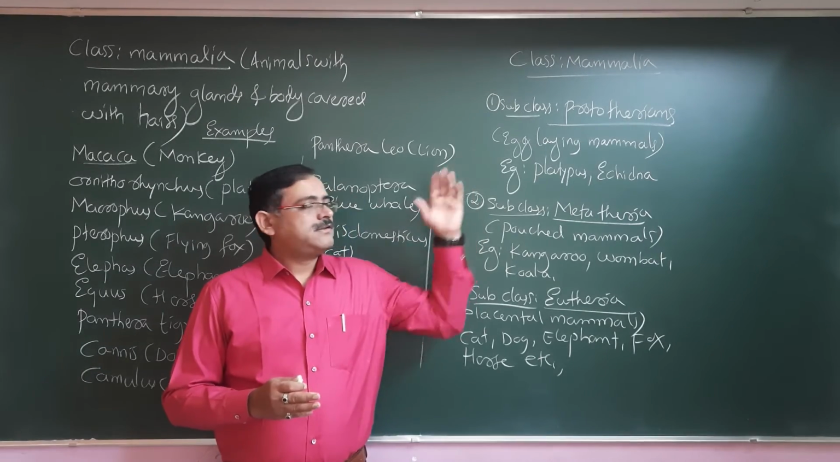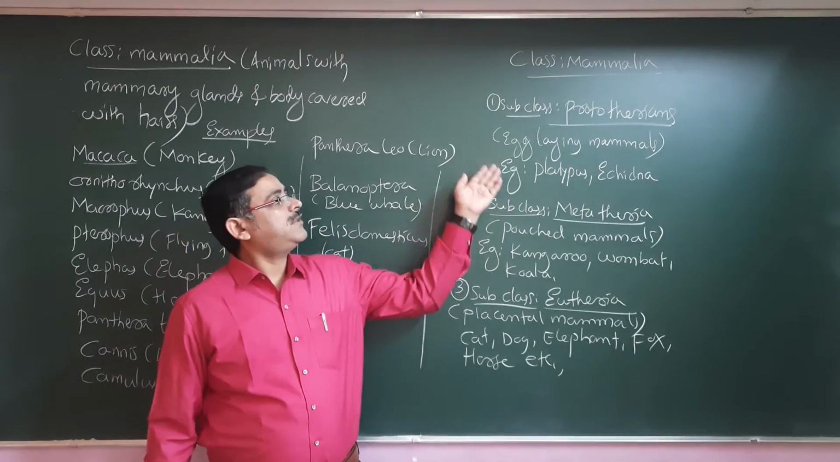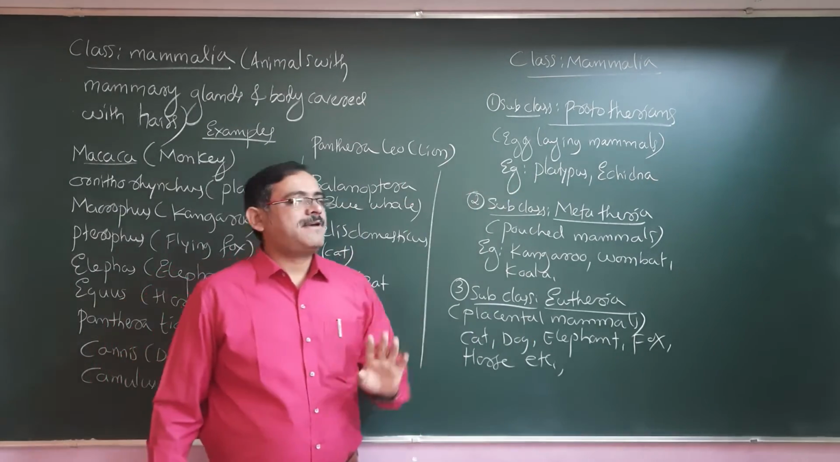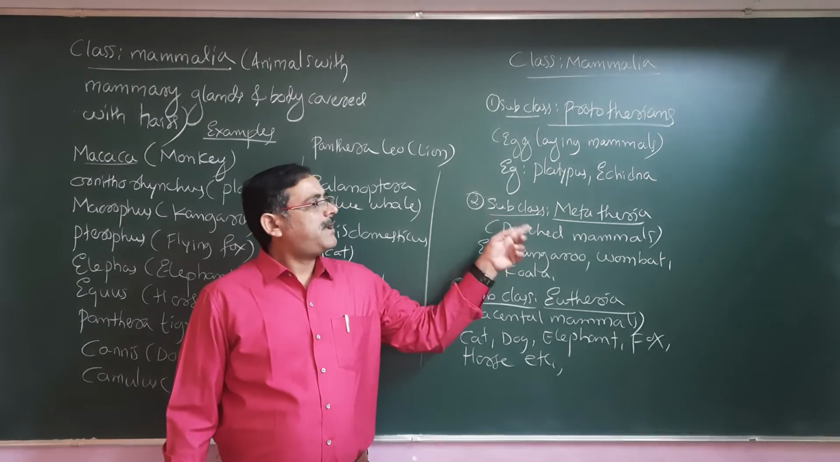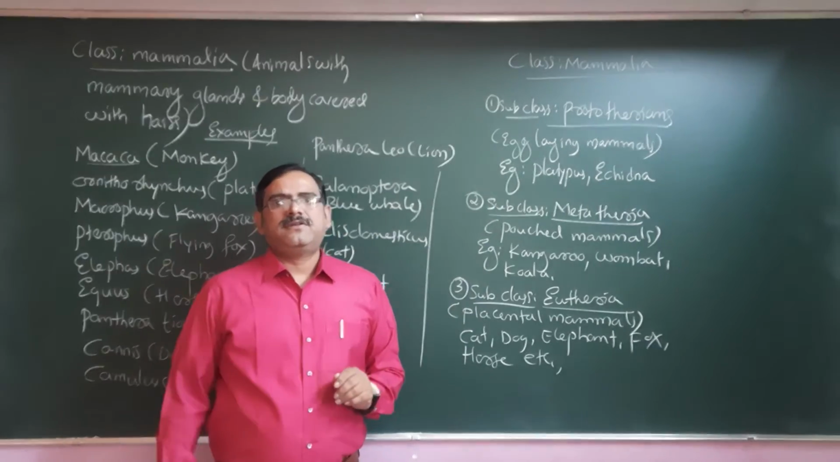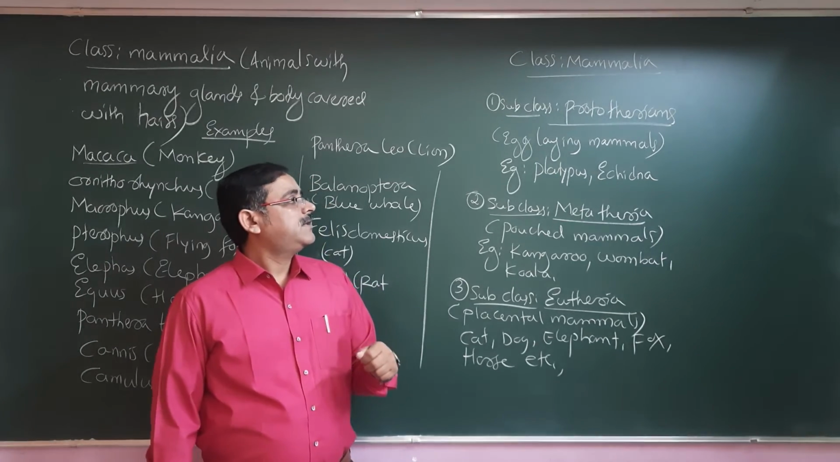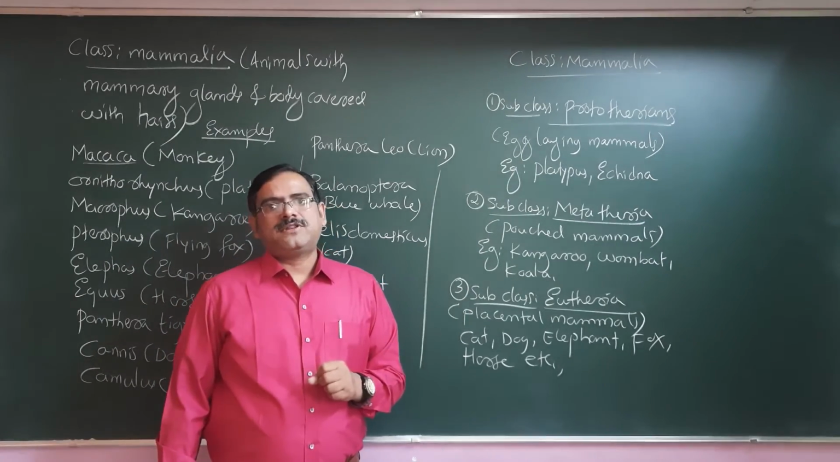So thus the class Mammalia has three important subclasses. First, the prototherians, the egg-laying mammals: the platypus, the duck-billed platypus as we also call it, and then the spiny one, mainly the echidna, which has lots of spines on its skin, so hairs are modified into spines we can say. These are all mainly the egg-laying mammals, so they are prototherians.